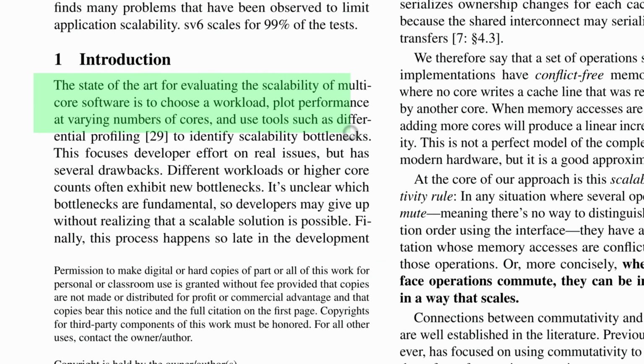Now, the traditional approach for testing for scalability has been focused on a specific implementation. You choose a particular software and a particular workload for it, and then you measure how it performs as you vary the number of cores. You would typically do some sort of profiling to see where the scalability bottlenecks lie. Now, this can tell you about the scalability bottlenecks of that specific piece of software.